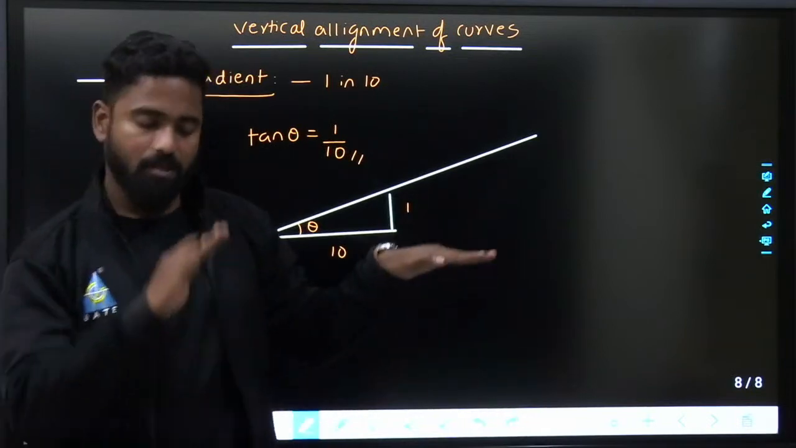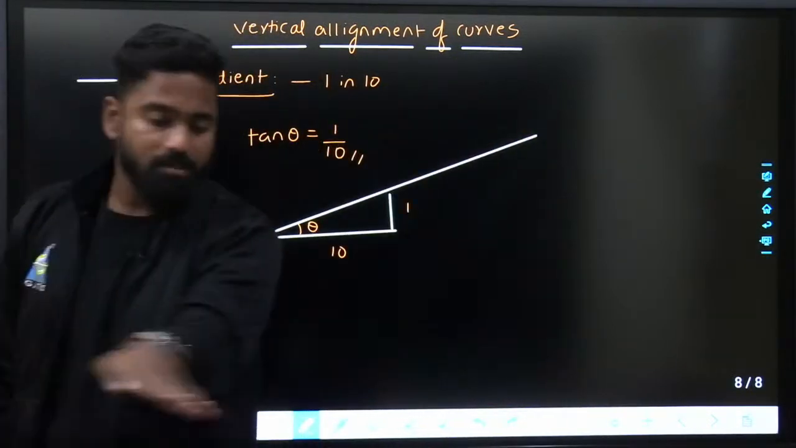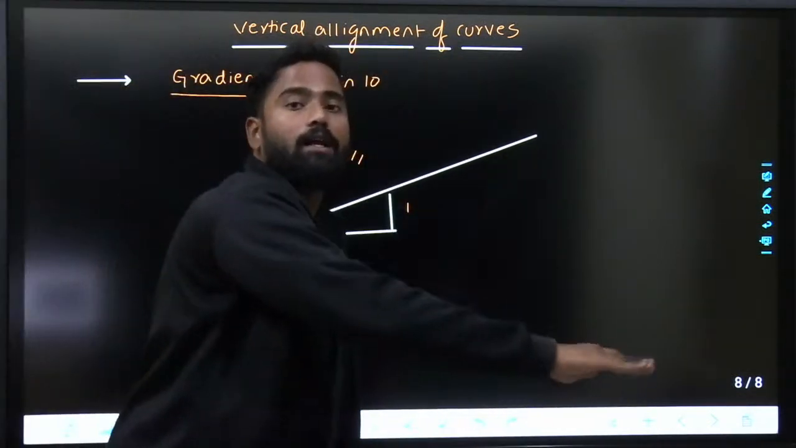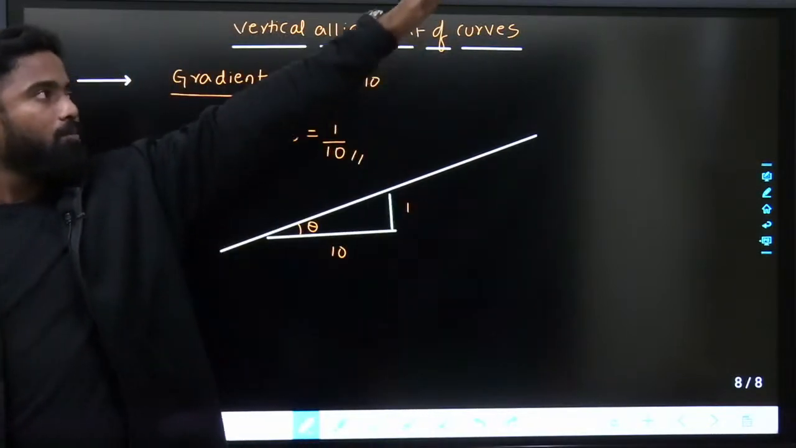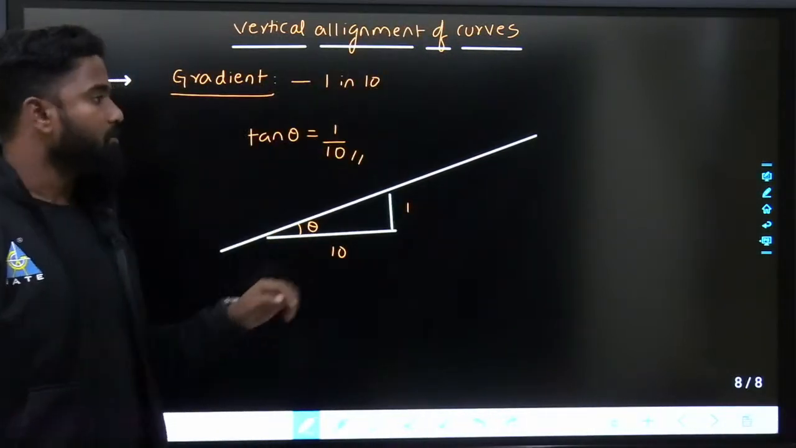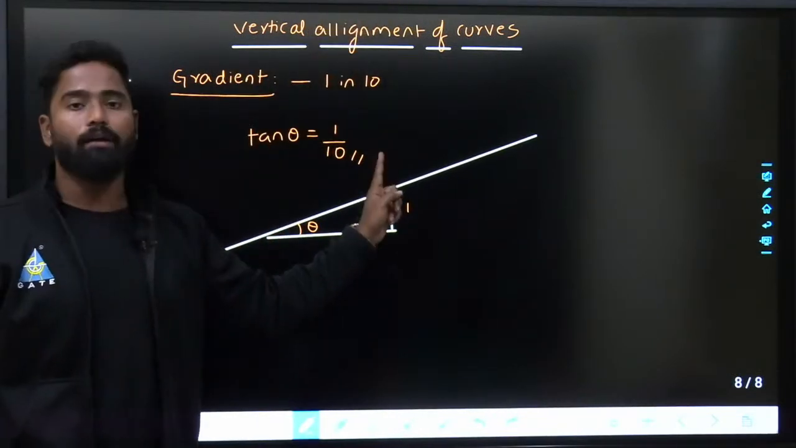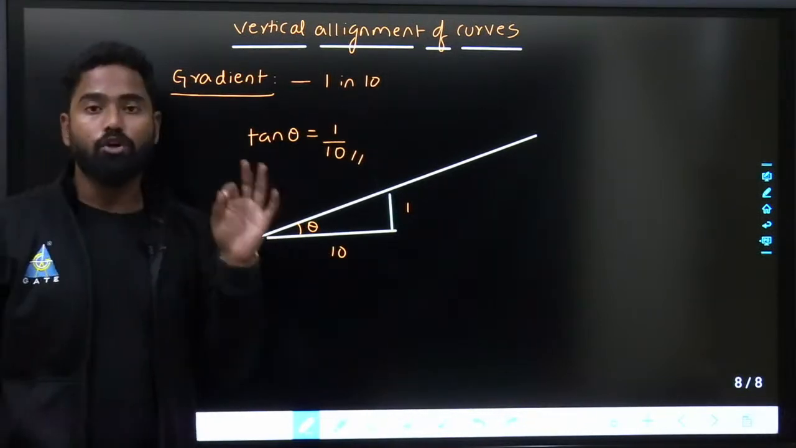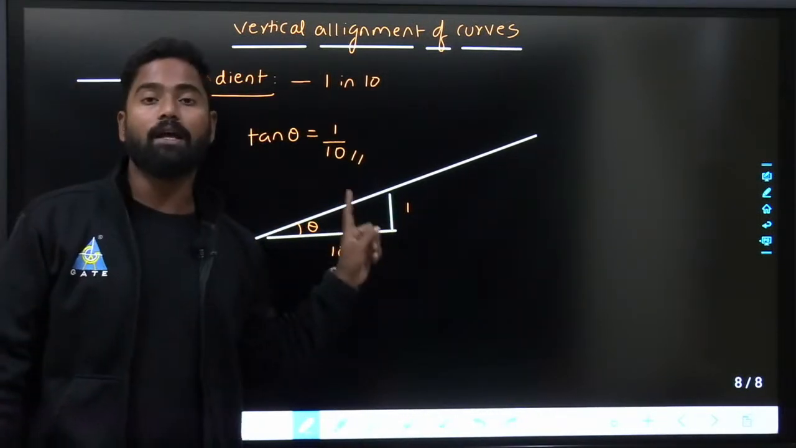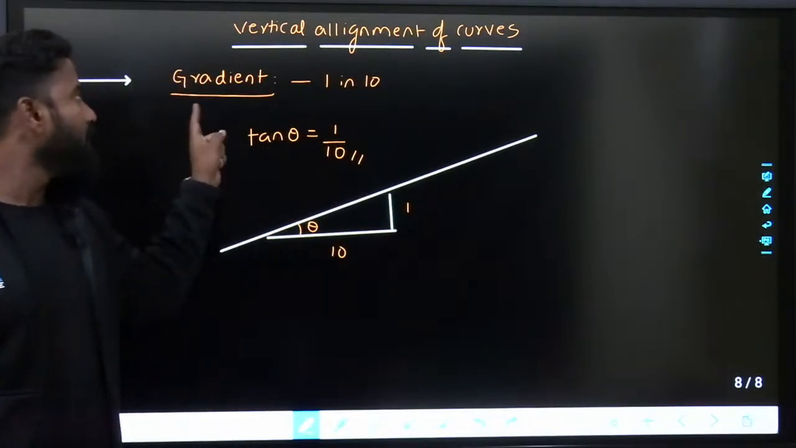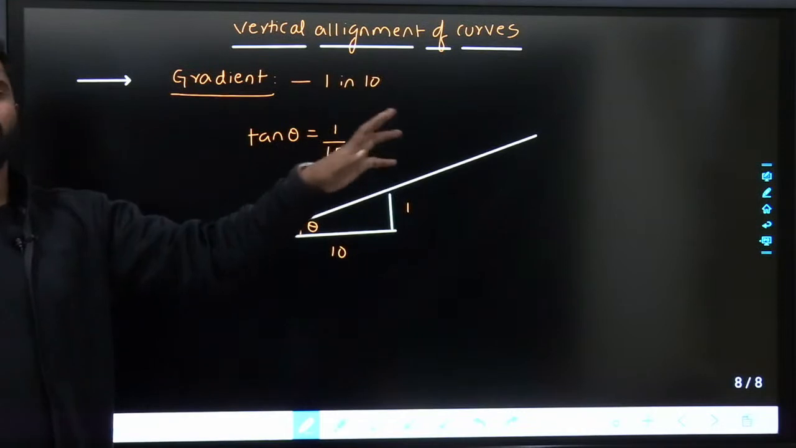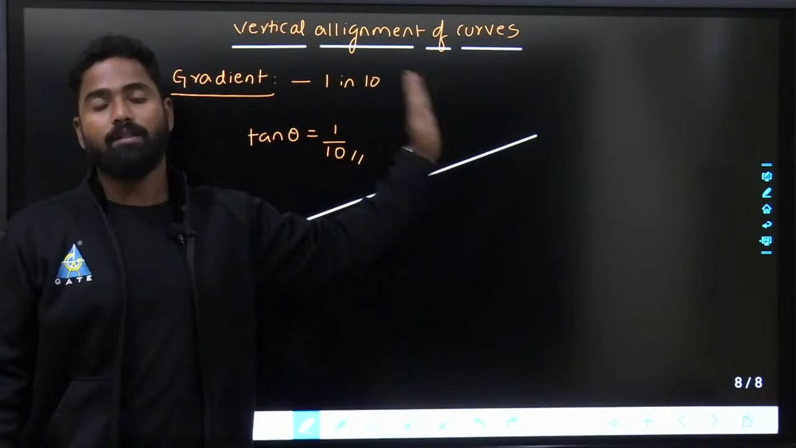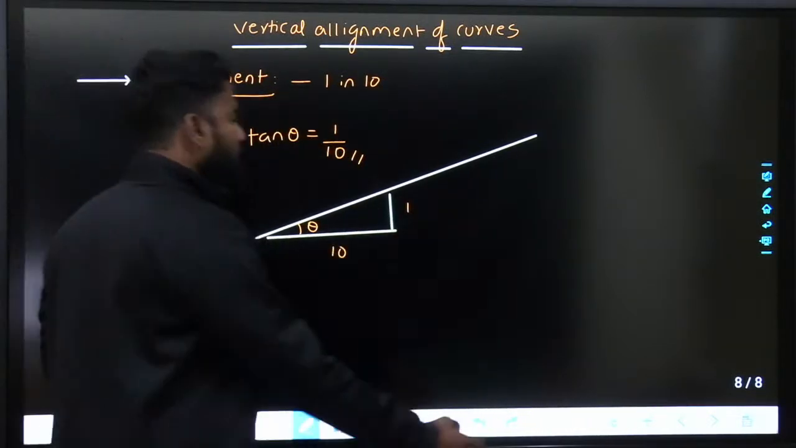So vertical curves means the curves will be like this, and horizontal curves means curves will be like this. This is a horizontal curve and this one is a vertical curve. Whenever I am talking about gradient, it's the vertical slope. If the road is like this, this slope is called gradient. Tan theta is 1 by 10. Be very cautious: horizontal slope, vertical slope. Gradient is vertical slope. Gradient is generally given as 1 in 10, 1 in 100, 1 in 2000. That means for every 10 meters movement, there is a rise of 1 meter. That is called gradient.